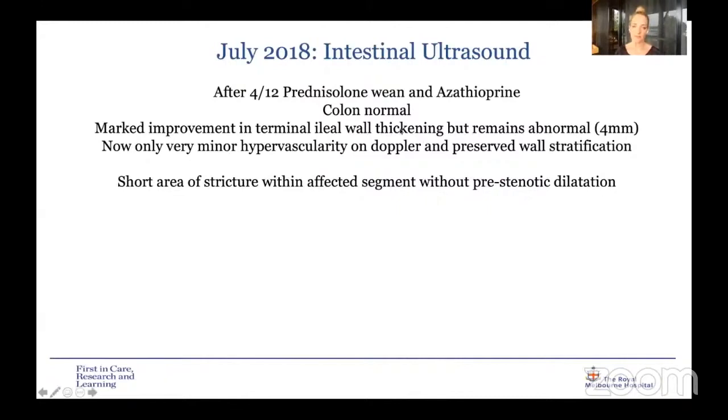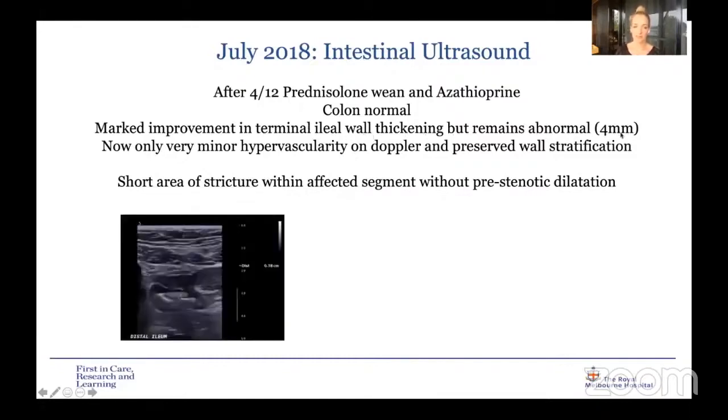She had 4 months of prednisolone, which was weaned slowly, and was commenced on azathioprine. She had a colonoscopy, which was normal. She had the ultrasound, which showed the colon was normal and marked improvement in the terminal ileal wall thickening. It did remain slightly abnormal at 4 millimetres, but it obviously markedly improved from the 8 millimetres previously. The minor hypervascularity on Doppler had almost resolved and she had preserved wall stratification.